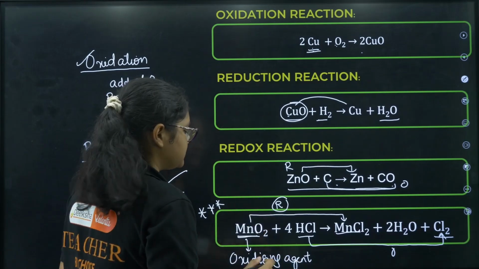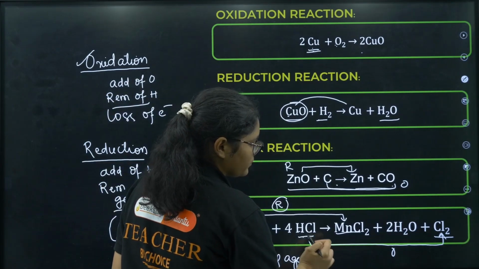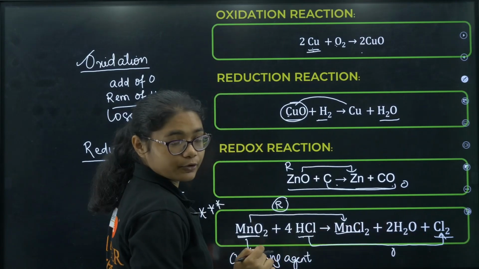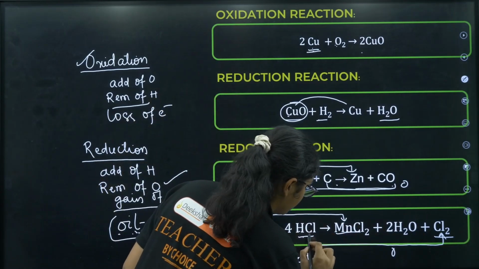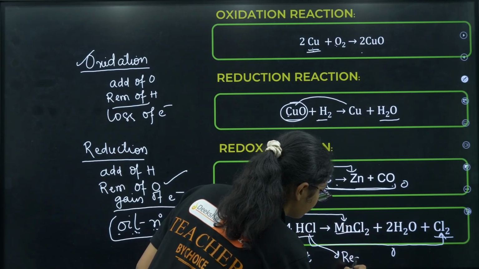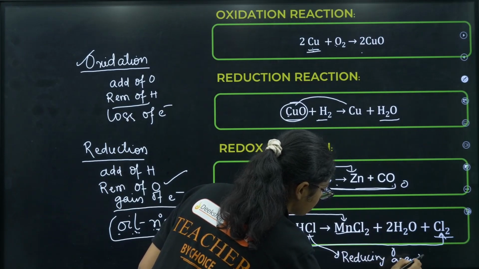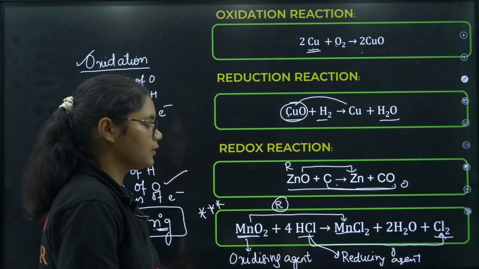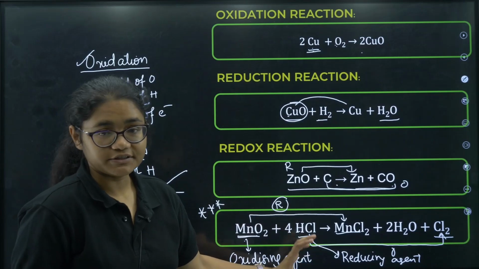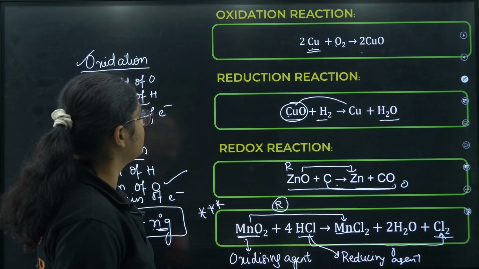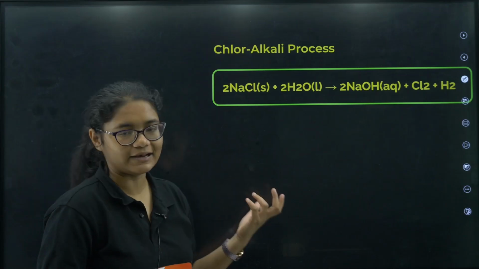Next, if you see HCl to Cl2, it is undergoing oxidation, so it will behave as a reducing agent. Clear? So that is how you should know which is the oxidizing agent and which is the reducing agent. Clear? Now let us go to the next one, that is your chlor-alkali process.